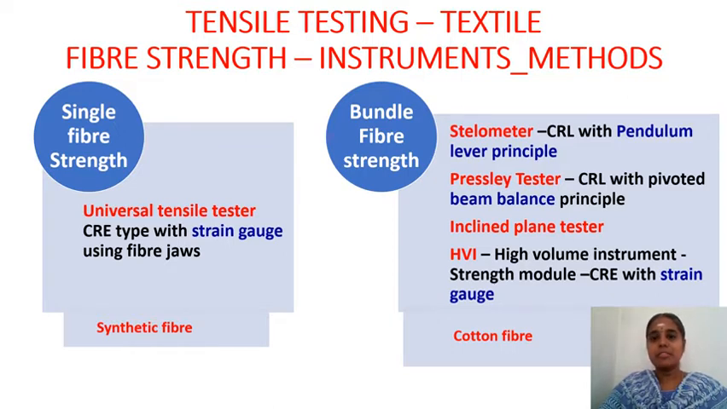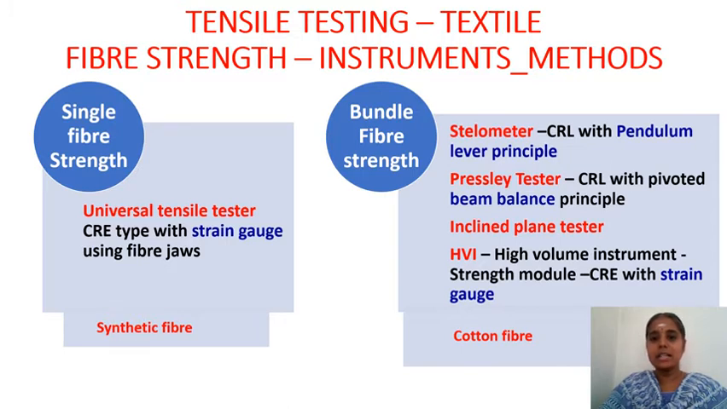The next instrument, which is usually used in industry practice, tests all the parameters, not only strength but length, fineness, color, maturity. A high volume of parameters are tested using high volume instruments. In that there are various modules. One is the strength module, in which you can find the strength of the fiber. Here also bundles of fibers are tested. This HVI strength tester works under the CRE principle, and wherever it is CRE, there will be a strain gauge for the measurement of the load or force that is applied on the specimen.